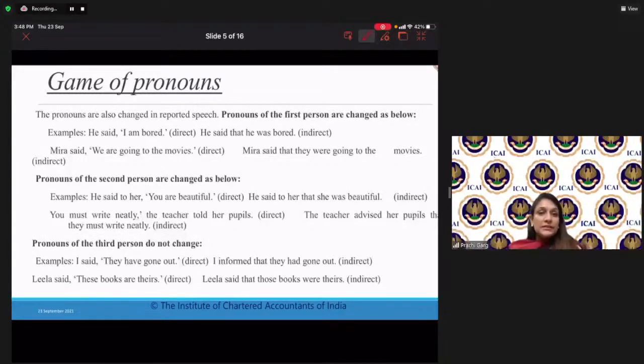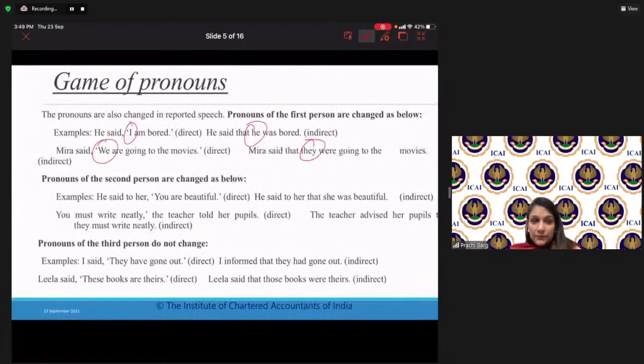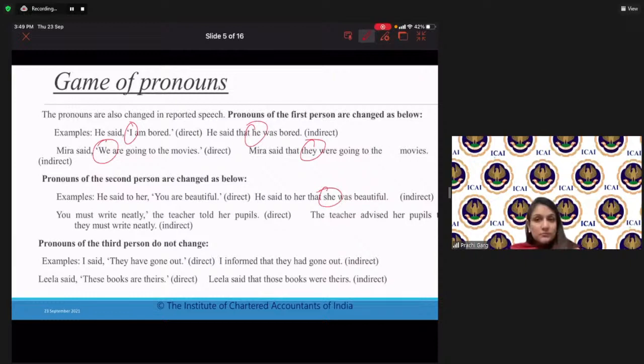He said, I am bored. He said that he was bored, right? We are going to the movies, Meera said. We will become they, I will become he. We are going will become we were going to the movies. Am I clear? Yes. Let's look at the second person now. He said to her, you are beautiful. Yes. He said to her that she was beautiful.